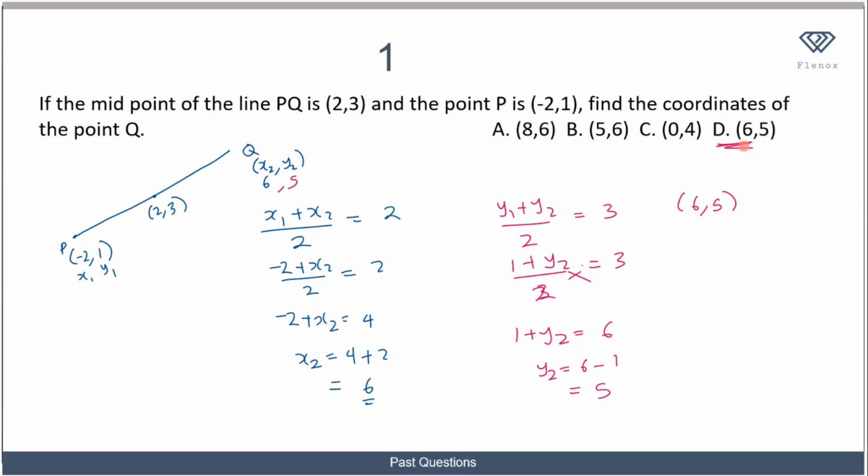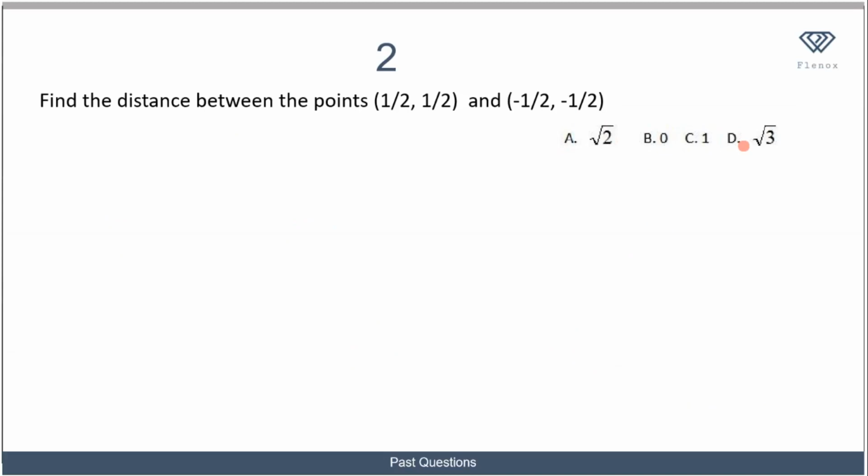Now let's move on to the next question. Here we are told to find the distance between these 2 points, and we are given the coordinates of those points. So as usual, what we have to do is label those points. I label here as x1, y1, and here as x2 and y2.